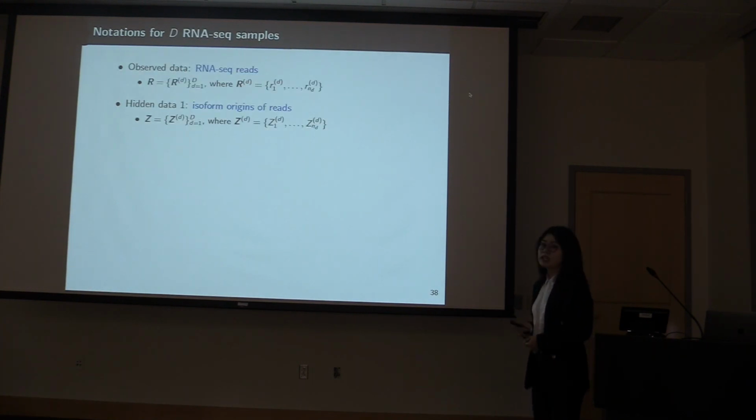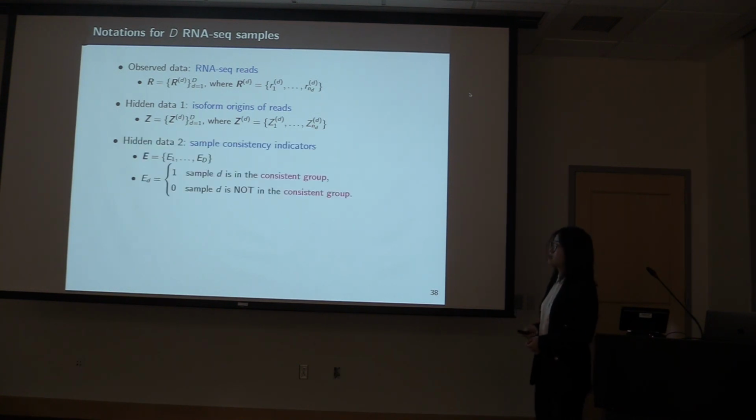Now suppose we have D RNA-seq samples coming from the same cell type, then we can introduce a superscript d in the notations of R and Z to represent the RNA-seq reads and isoformal regions in sample d. In addition, we introduce a second type of hidden data, E^d, to represent the sample consistency indicators. If sample d belongs to the consistent group which has homogeneous and better quality, then E^d equals 1. Otherwise, E^d equals 0.